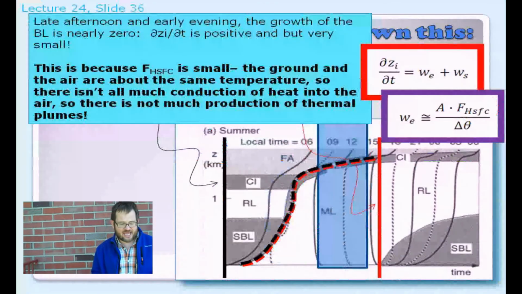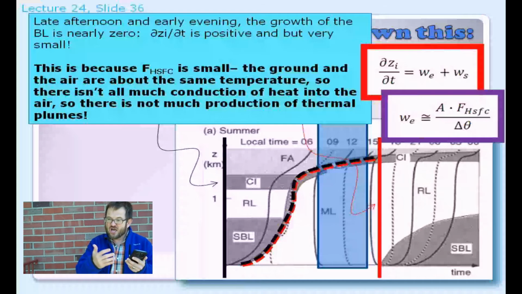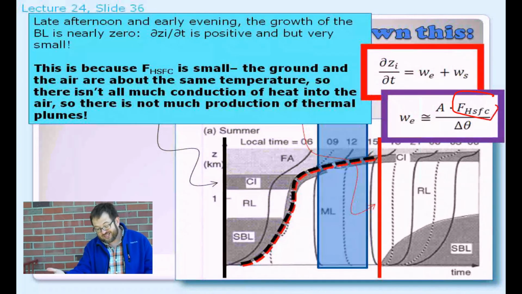And finally, late in the day, we get a situation in which the boundary layer is not really growing all that fast anymore in that last hour or two right before sunset. Why would that be? Well, it has to do with the fact that now, late in the day, the difference between the temperature of the ground and the temperature of the atmosphere isn't all that great. The atmosphere has had all day to warm up, and the ground is directly heated by the sun, and by late in the day, the sun angles are low. The ground's not really warming up anymore.